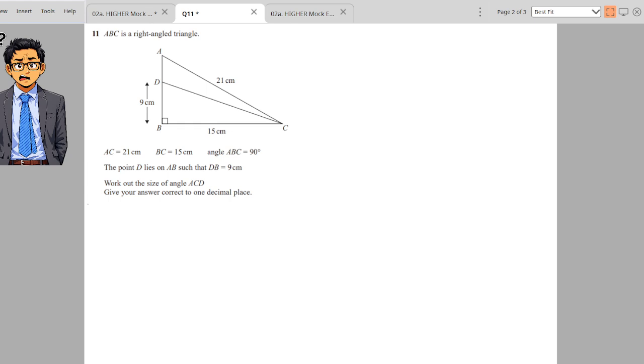All right, with this kind of question, especially with triangles, we need to visualize how many triangles we can see. I can see 3 triangles. Very, very important. So here is the big triangle, which is a right-angled triangle, A, B, C. And what do we have? We have 15, and this is 21.